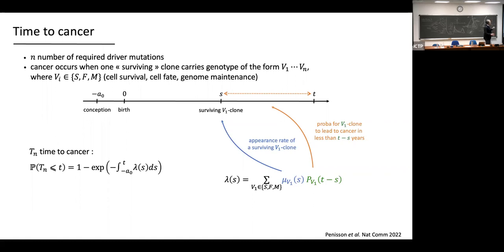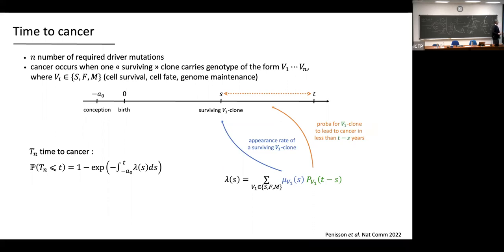And when you look at the timeline from conception, you have birth, and then at some point you get this surviving clone, at some time s, and then you look all the way to time T, and you ask, what is the probability that the time at which you get to cancer, which is the time at which you have all the required driver mutations, has occurred by some time lowercase t? So T sub n is the time of cancer. T, lowercase t, is just time.